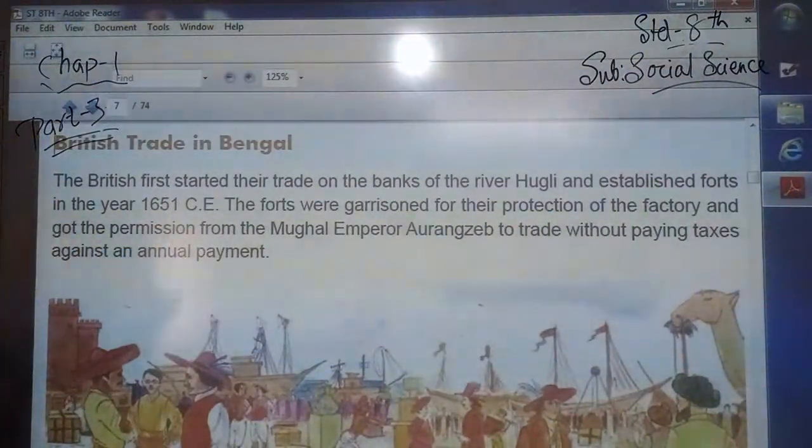The British first started their trade on the bank of the river Hooghly, which is in the state of Bengal. Understood? They started their trade on the bank of the river Hooghly and established a fort in the year 1651.